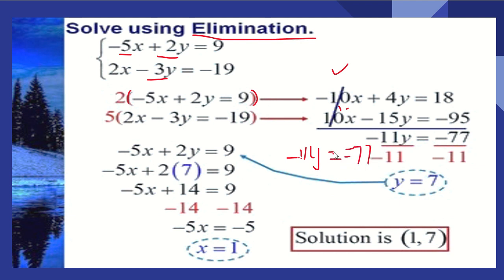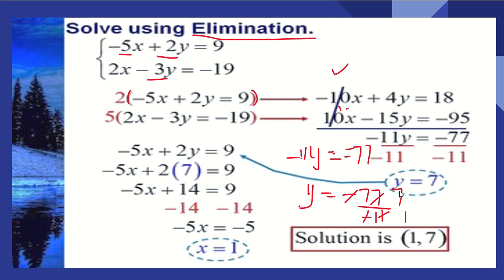Now I need y. So what can I do? y equal to minus 77 by minus 11. Minus minus will get cancelled over here. 11 ones are 11, 11 sevens are 77. So what is the y we got? y equal to 7.